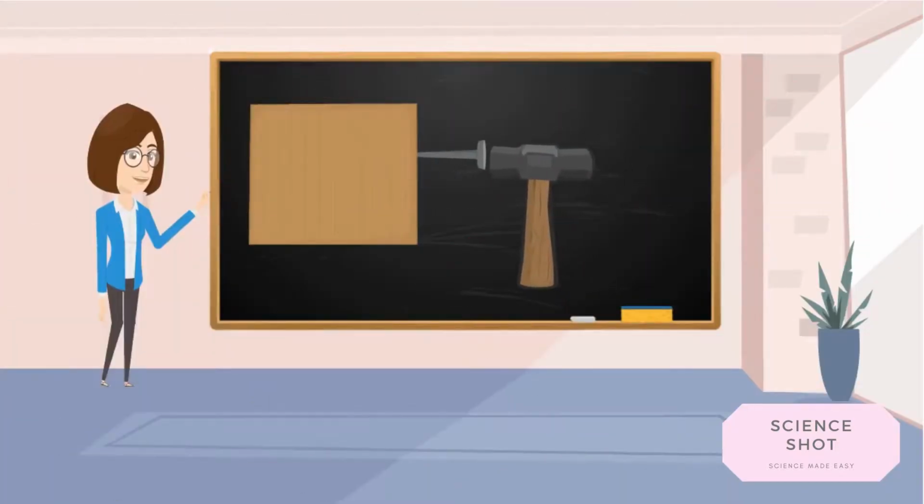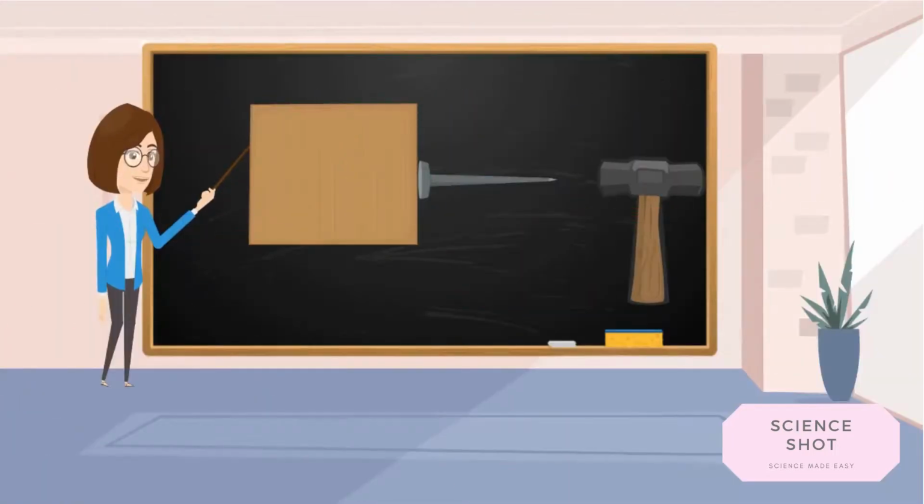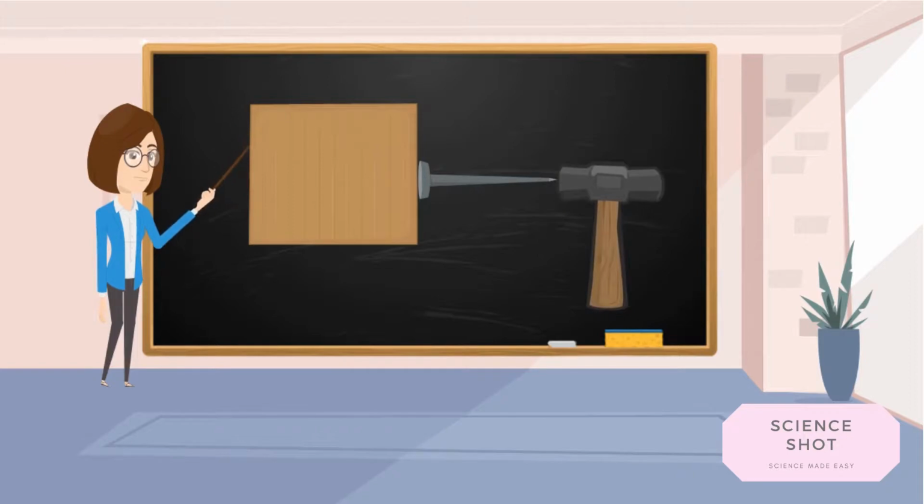Try to hit a nail into the wall by its pointed end. It's quite easy to pierce the pointed end into the wall, isn't it? Why is it so? Try to push a nail into a wooden plank by its head. What did you notice? It's difficult to pierce it into the wall. This is because, in the first case, the area in which the force acts is small, and in this case the area in which force acts is large.